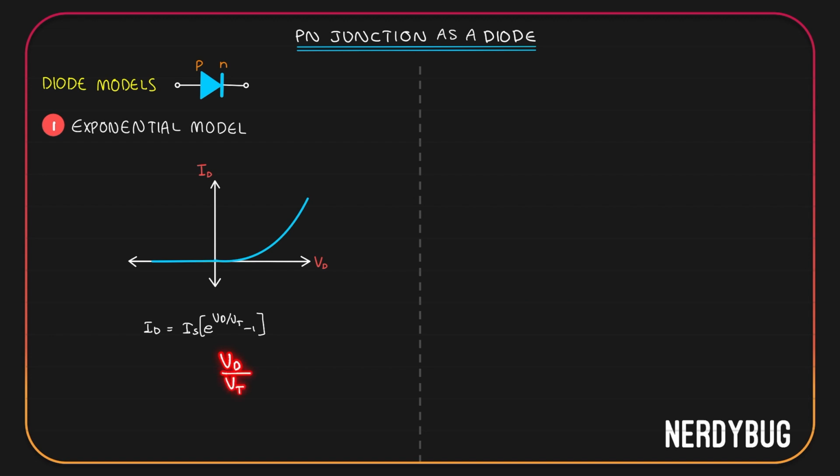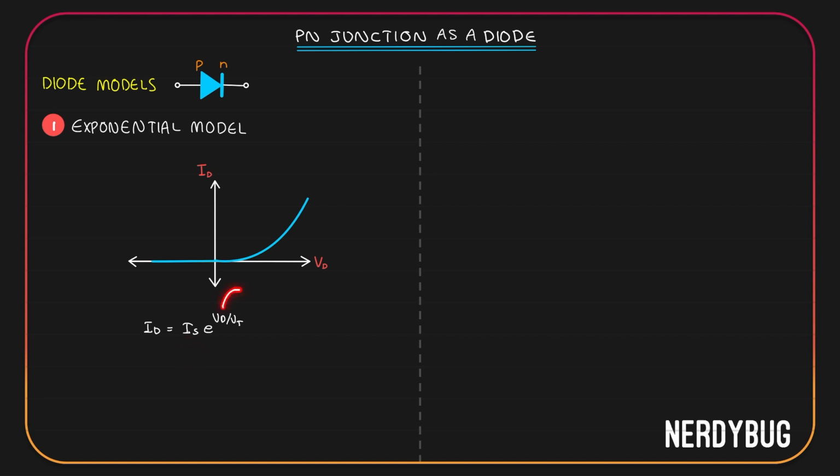Let's take Vd by Vt. Vt is approximately 26 millivolt, which is a very small number. Since it is in the denominator, the ratio Vd by Vt will be a large number. Therefore, e raised to Vd by Vt will also be a large number. Because of that, we can actually ignore the minus 1. Assume you have 10 raised to 6 minus 1. We can write it is approximately equal to 10 raised to 6 because minus 1 is very small compared to 10 raised to 6. So we can approximate this relation into simply Is e raised to Vd by Vt. Here Is is the saturation current, which is the small current.